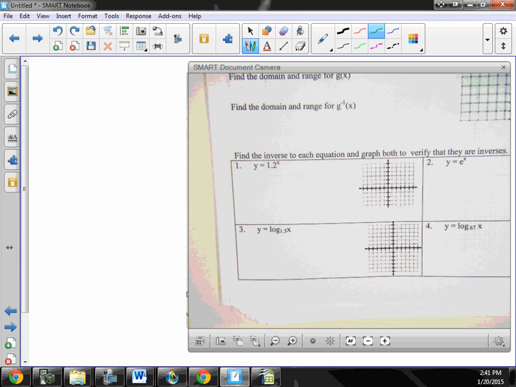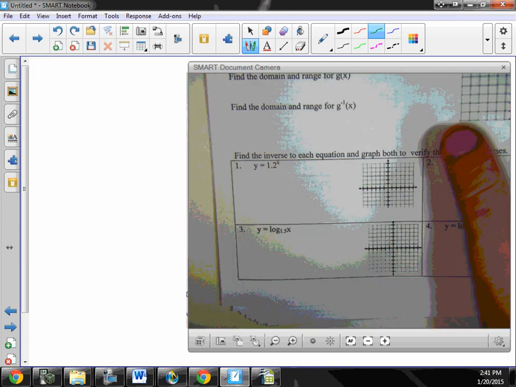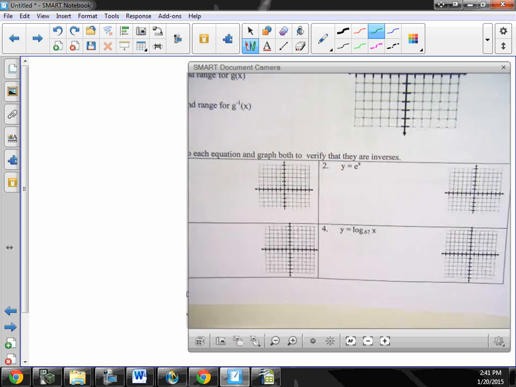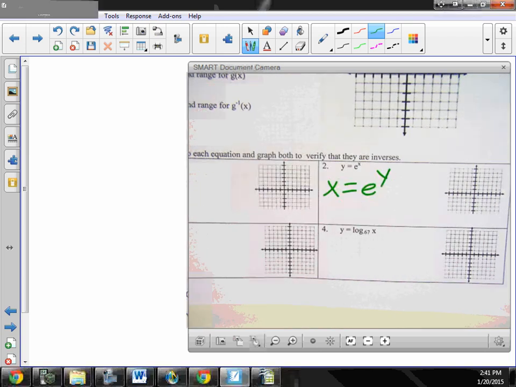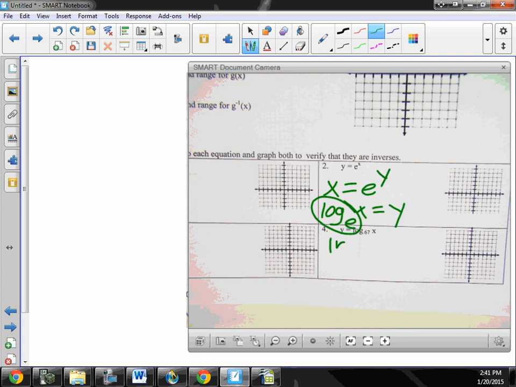All right, number 2. First I need to invert. x equals e to the y. Now I convert from exponent to logarithm. Log base e of x is y, and some of you noticed log base e is the ln of x equals y. So in that case, it's nice because we have the button ln.